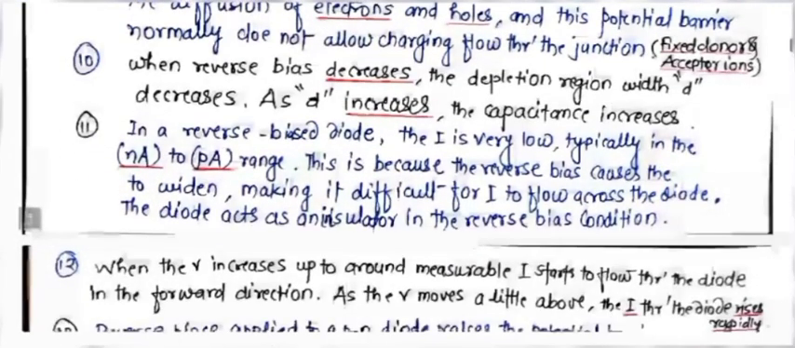In a reverse bias diode, the current is very low, typically in the nanoampere to picoampere range. This is because the reverse bias causes the depletion region to widen, making it difficult for current to flow across the diode. The diode acts as an insulator in the reverse bias condition.